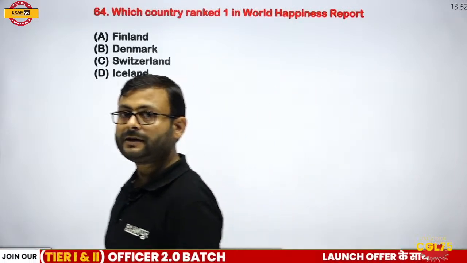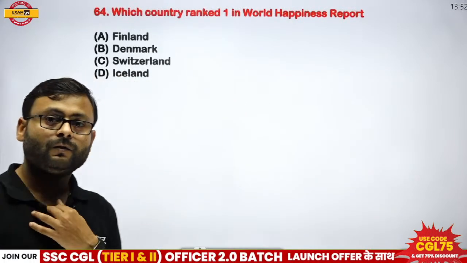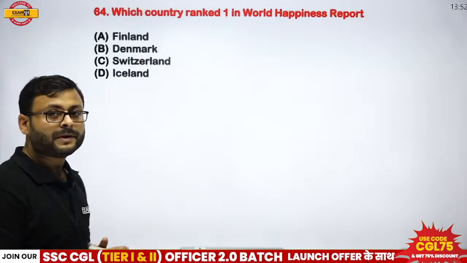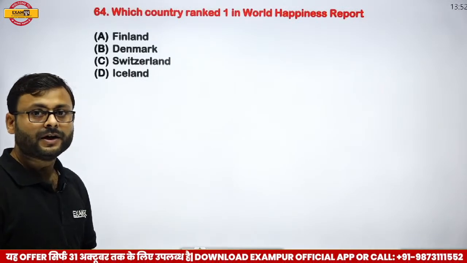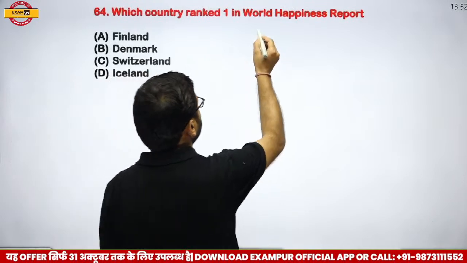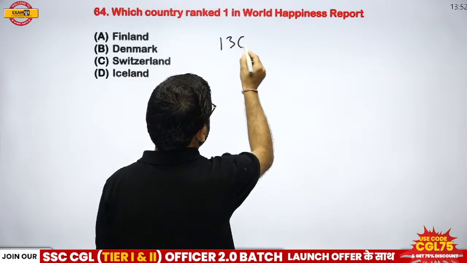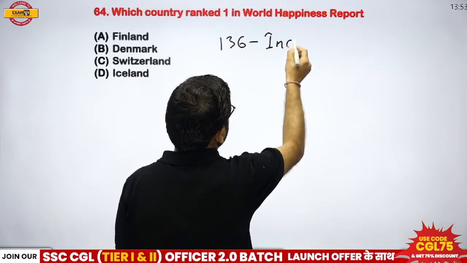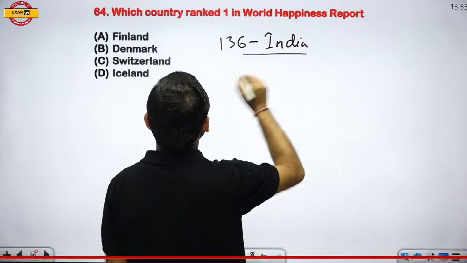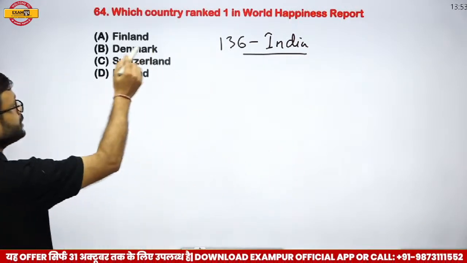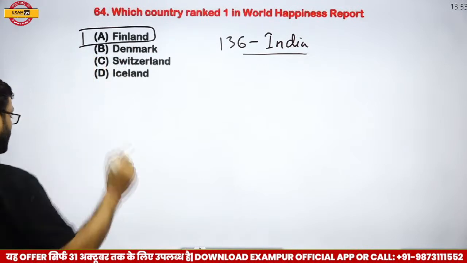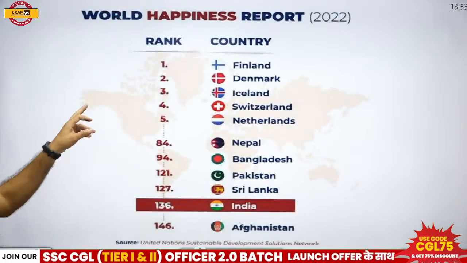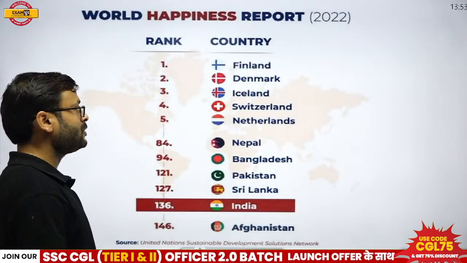And what is the rank of India in the World Happiness Index? The rank of India is 136. India secured rank 136, and the report is topped by Finland. So Finland is in the top position in the World Happiness Report 2022.